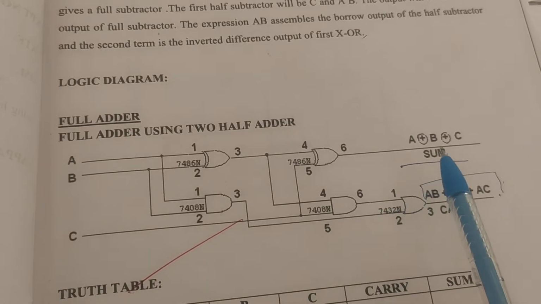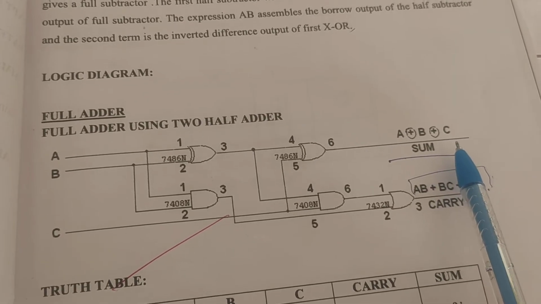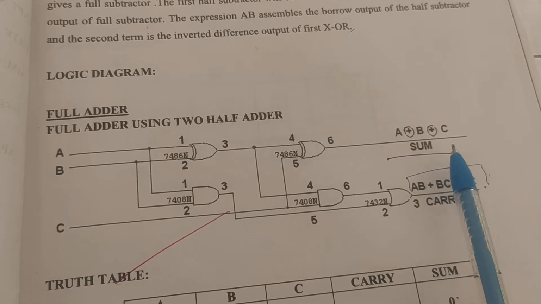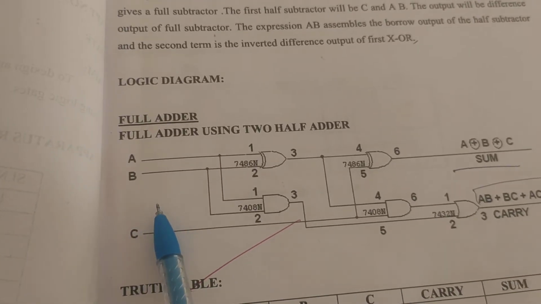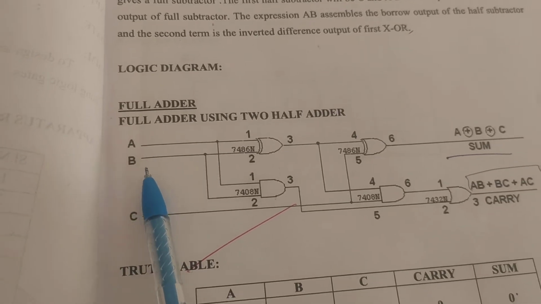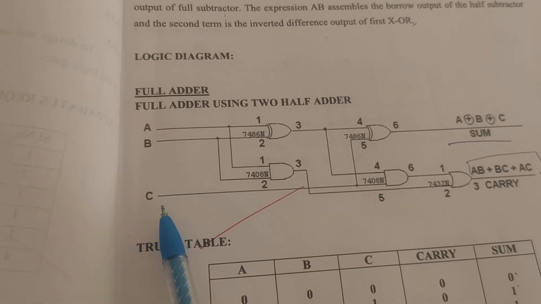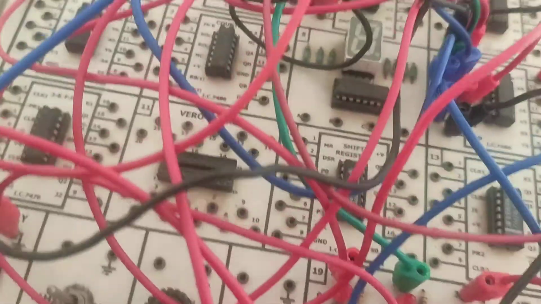After that we have two outputs. One output is for the sum and another output is for the carry. For this we require 3 inputs: A, B and C. Now we will see the connection on the logic circuit board.